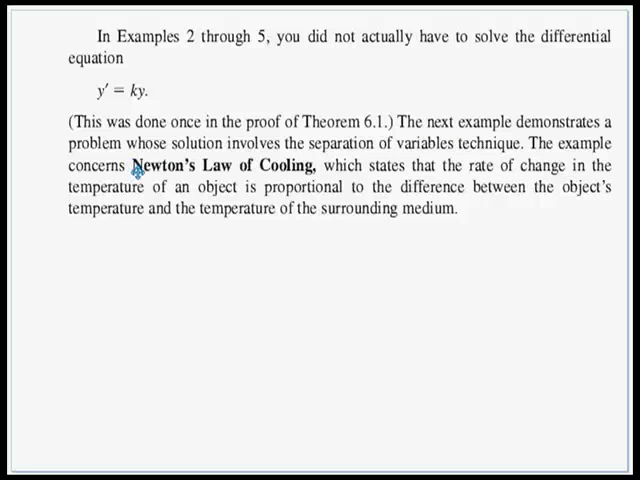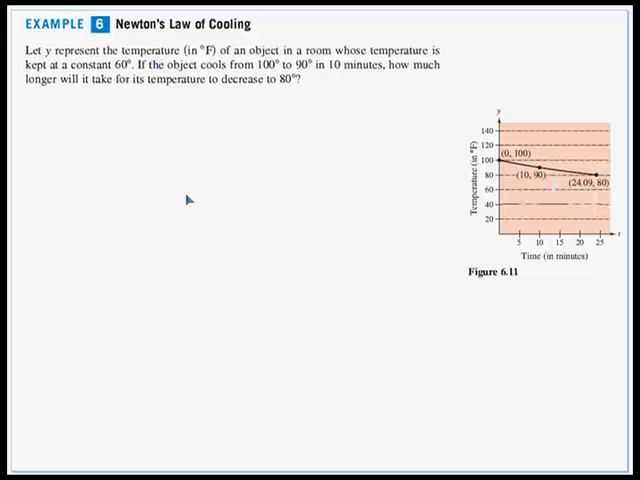The example concerns Newton's law of cooling, which states that the rate of change in the temperature of an object is proportional to the difference between the object's temperature and the temperature surrounding it, the room temperature. So in Newton's law of cooling, it says let y represent the temperature in Fahrenheit of an object in a room whose temperature is kept at a constant 60 degrees. If the object cools from 100 degrees to 90 degrees in 10 minutes, how much longer will it take to decrease another 10 degrees down to 80 degrees?